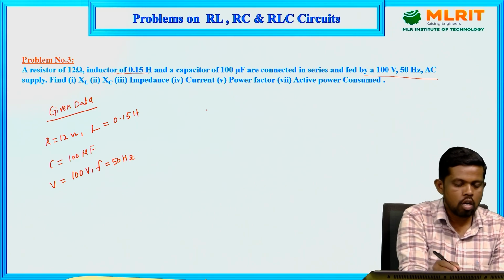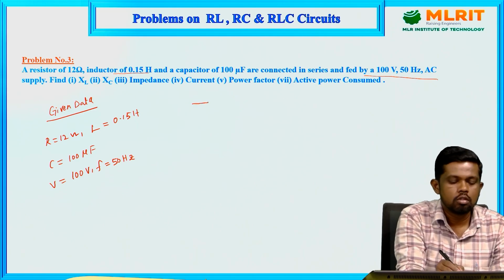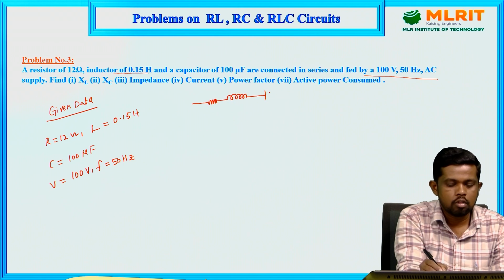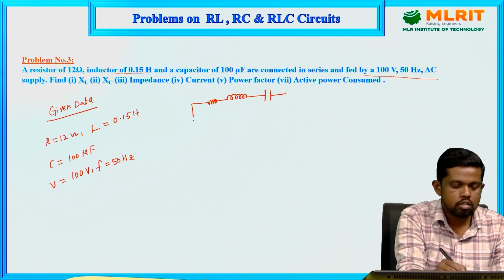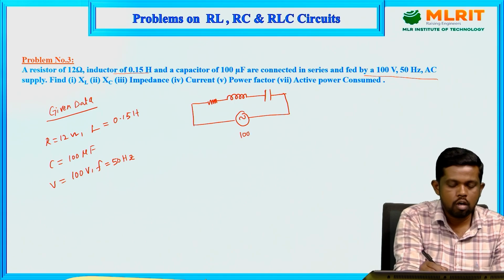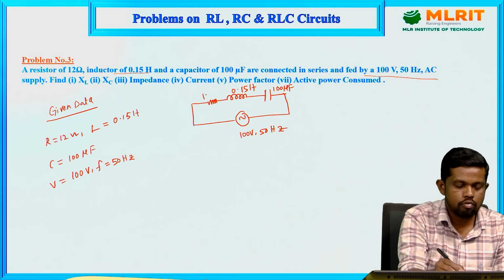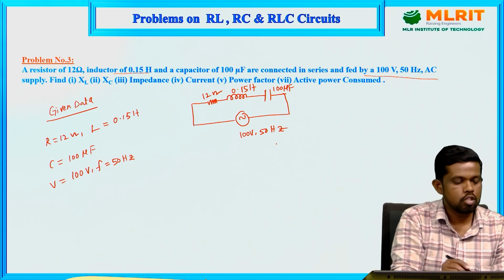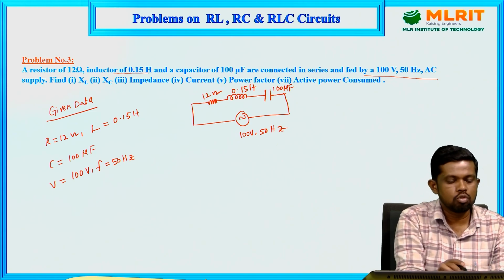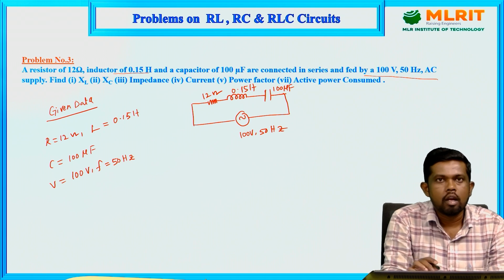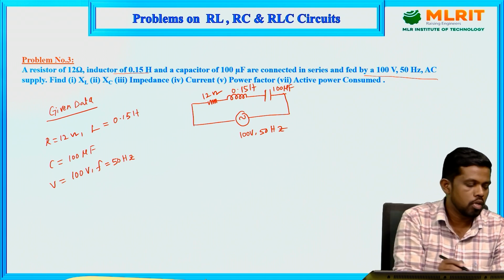Then based on this, we need to draw the circuit diagram of the question. So this is the R element, then inductor, then capacitor, which is fed from an alternating voltage source of magnitude 100 volts, 50 hertz supply. So it is 100 microfarad, this one is 0.15 Henry, and this one is 12 ohms. Based on this, we need to find XL, XC, impedance, current offered by the network, power factor, and also the active power consumed by the network.